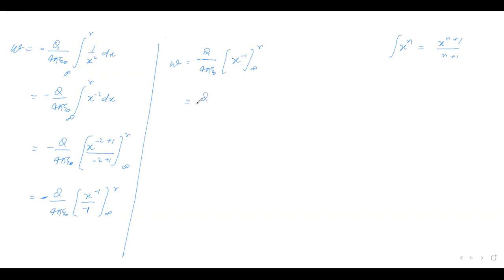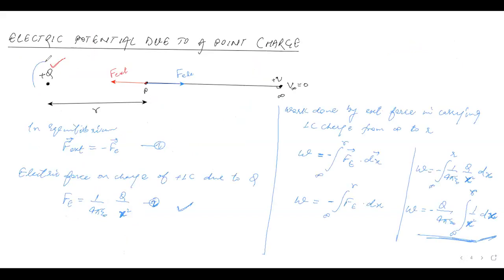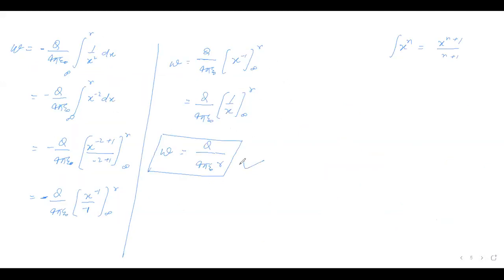So you can write here Q over 4 pi epsilon naught x to the power minus 1 from infinity to r. Now Q over 4 pi epsilon naught x to the power minus 1 can be written as 1 over x, from infinity to r. So at the position of x, you put r. You get Q over 4 pi epsilon naught r. This is your work done in carrying the unit positive test charge from infinity to that point P inside the field of this charge. Are you clear or not? So note it down, please.